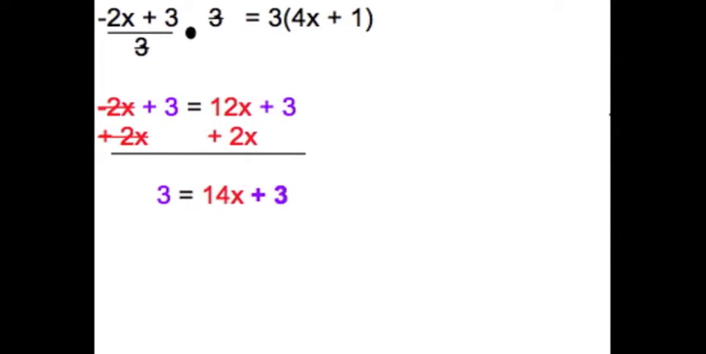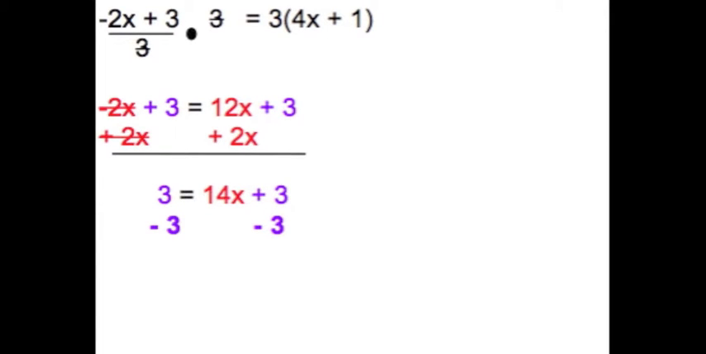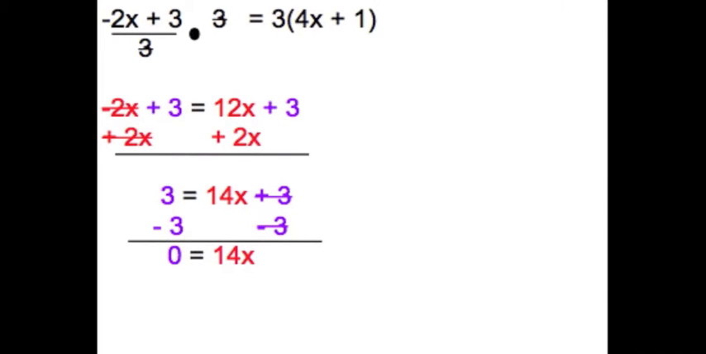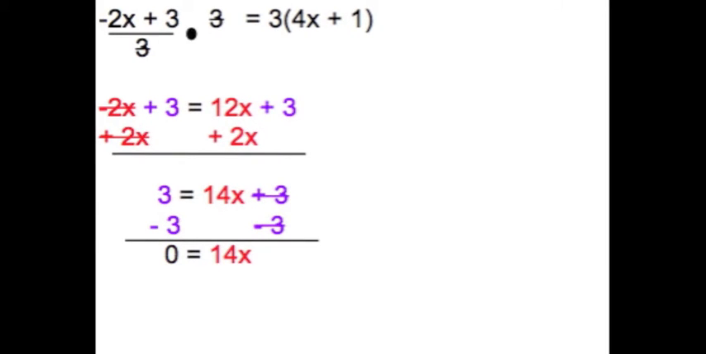We are getting closer to isolating our variable, or getting x by itself. We need to get rid of the plus 3 though. To do that, we can subtract 3. What we do to one side of an equation, we must also do to the other side. Looking to the left side of the equation, we have 3 minus 3, which is 0. And on the right side of the equation, positive 3 and minus 3 cancel one another out, leaving us with just 14x. 14 and x are being multiplied, so to undo this, we can use division.